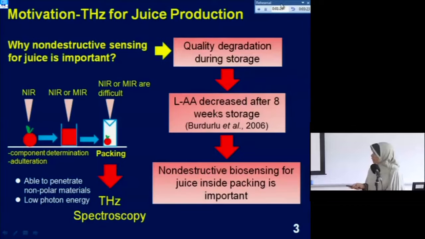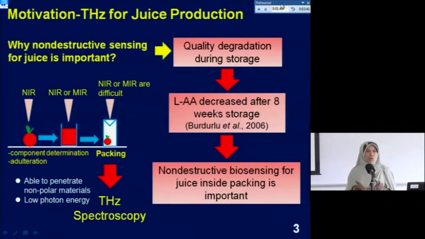On the other hand, Terahertz spectroscopy uses Terahertz wave, which is able to penetrate some non-polar materials such as plastic, and with low photon energy, it is safe for biological sensing. So one potential application of Terahertz spectroscopy is quality evaluation of juice after packing.